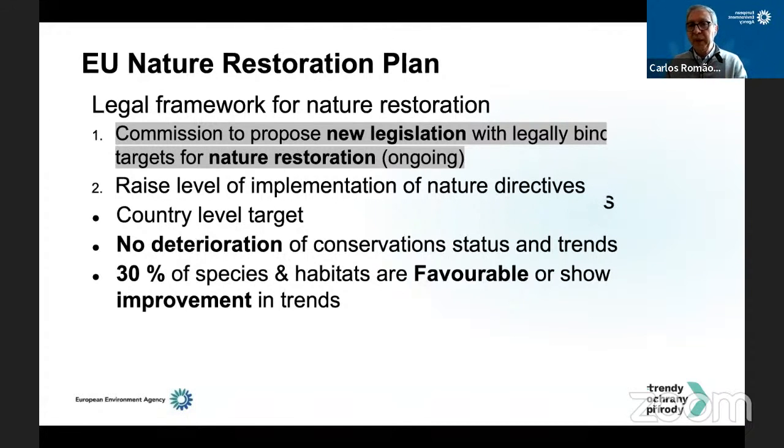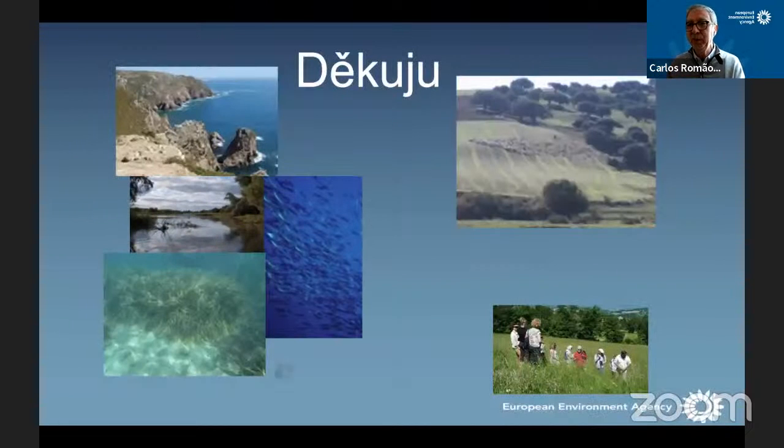So as I mentioned, there are many other aspects in the Nature Restoration Plan of the Biodiversity Strategy. I will not give details because I think you are probably already knocked out with so much information in so little time, and I'm sorry for that. Dziękuję.